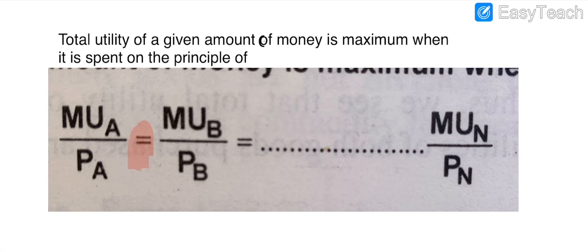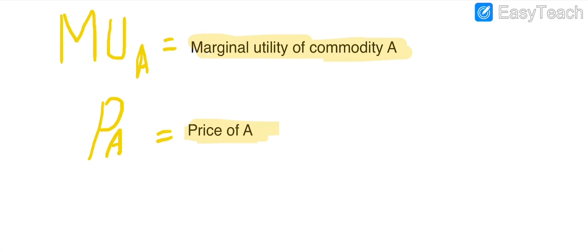Let's explain it with the help of the table. What first you see, what is marginal utility of A? Marginal utility of commodity A. Here you can assume anything, so I call it A. I am taking the commodity apple. And what is PA? It is the price of apple.